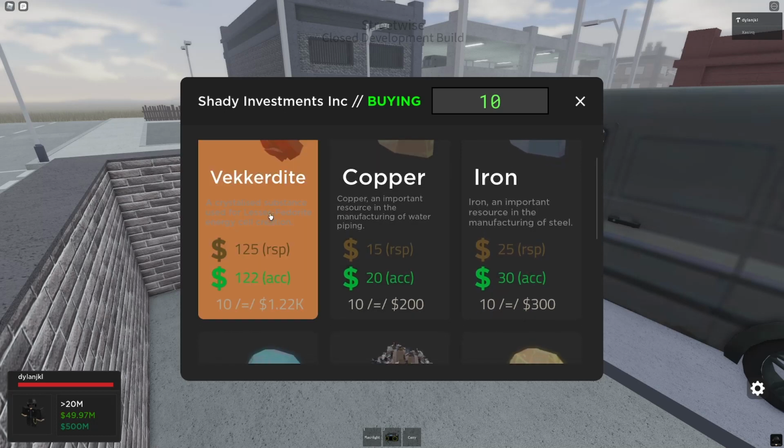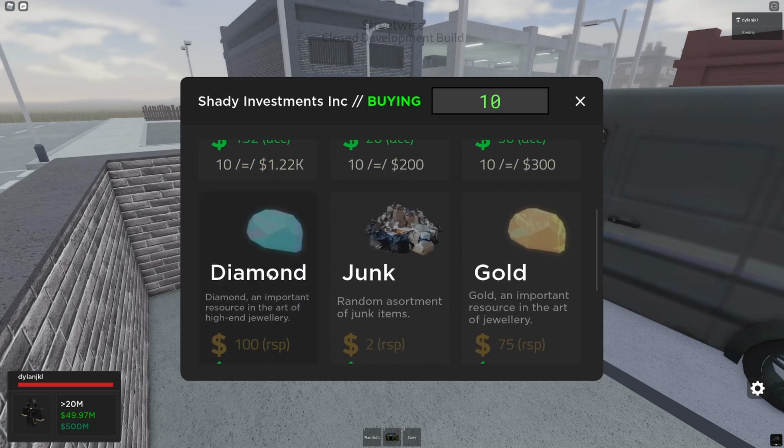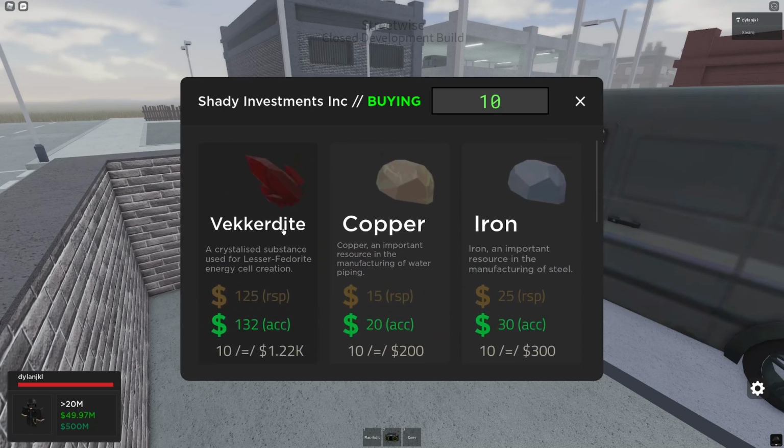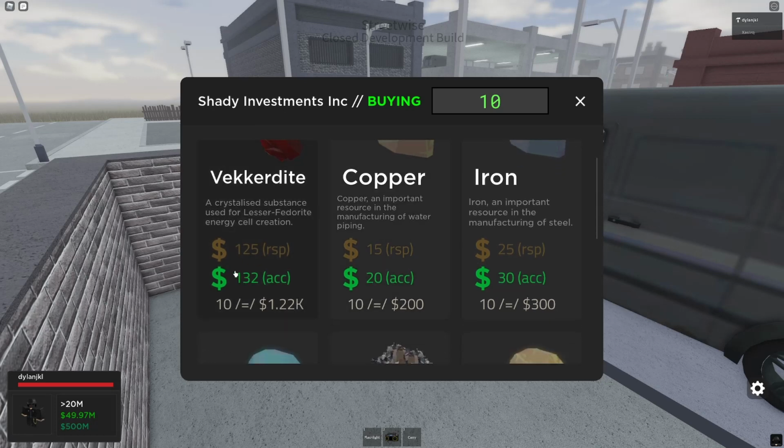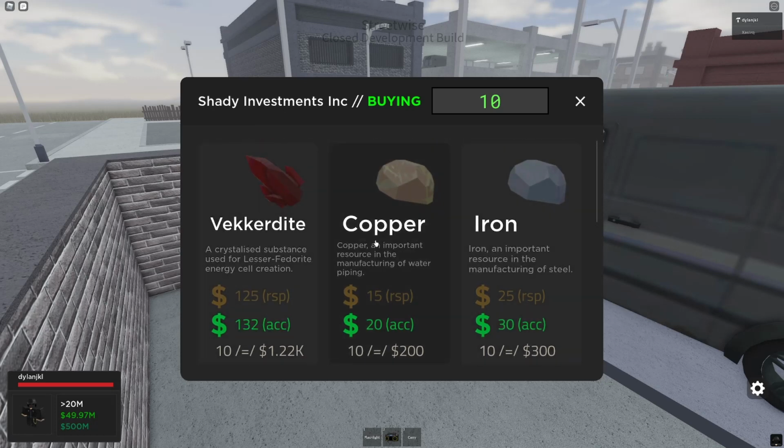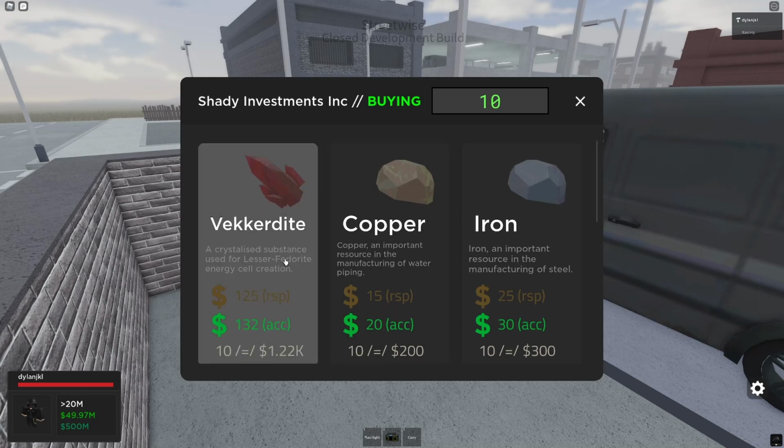So if we buy 10 of this, you'll notice the price goes up as we do that. That's because it's inflating. Now, you can basically inflate the price of any of these, and then at another company, you can sell it for less or for more.